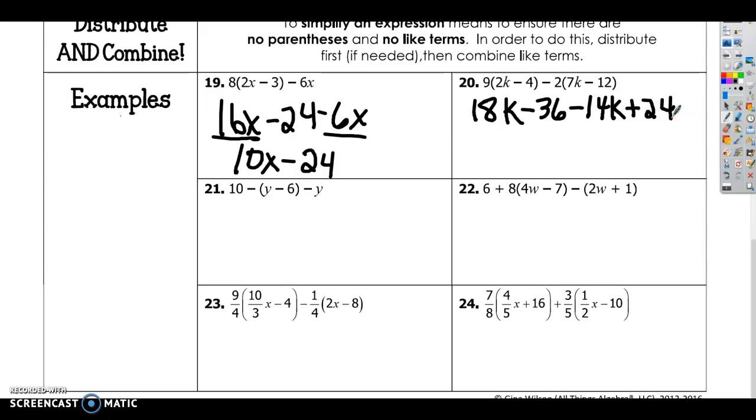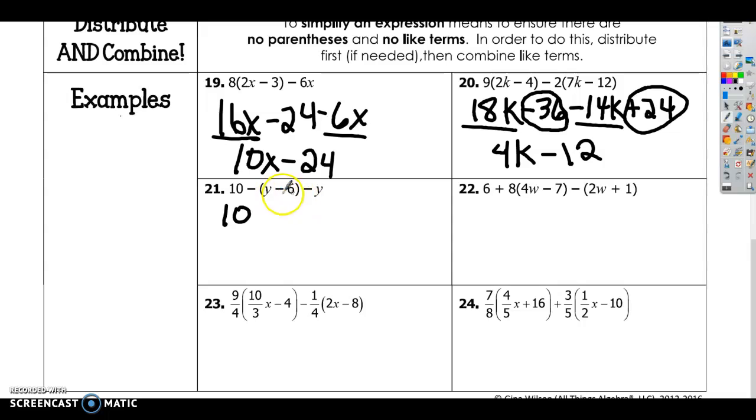Again, if I have anything that has like terms, I can combine those. So I've got 18 minus 14k, and I've got -36 and a positive 24. -36 plus 24 is -12. All right, number 21, I'm going to bring down the 10 to start with.